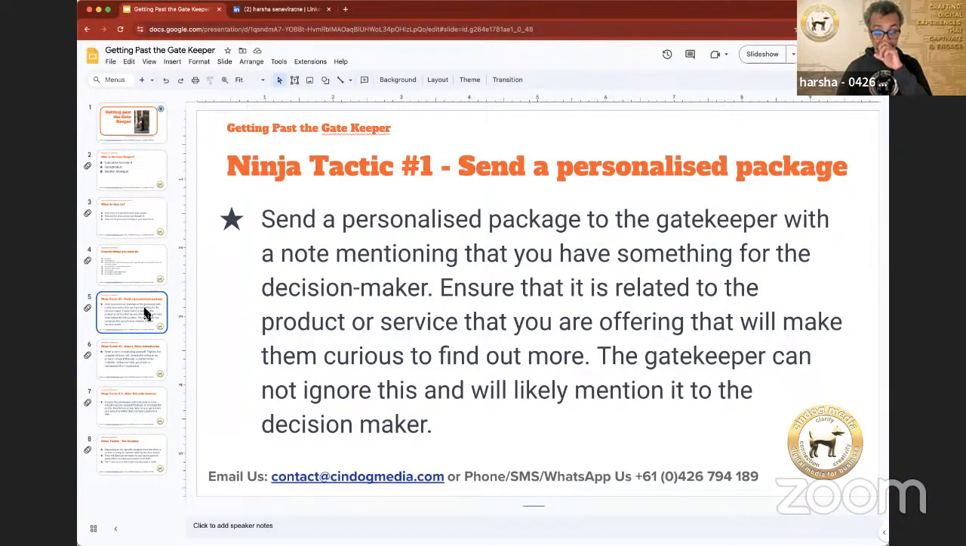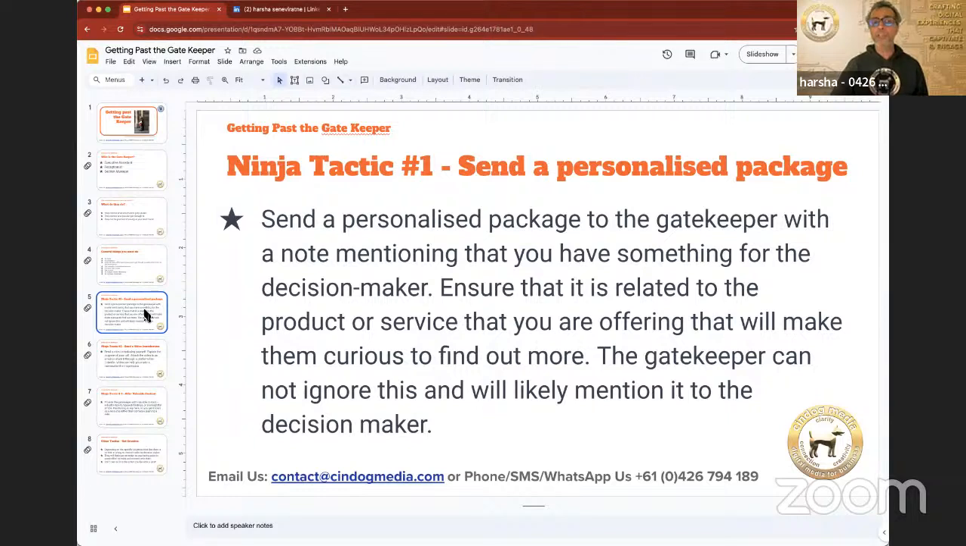Again, it's important that if you exercise this strategy, it gives the gatekeeper a reason to talk to that person you're trying to get through to. And a physical, tangible product is much more effective nowadays in a digital world because it stands out, right? It stands out from the rest. It's something different. So when they get a package, they're like, oh, okay, well, I have to give it to this person because it must be something important.